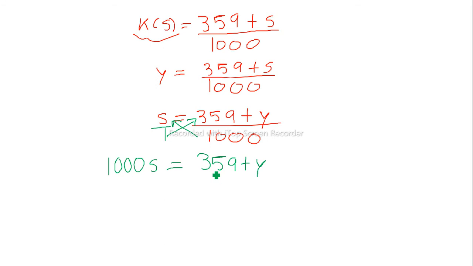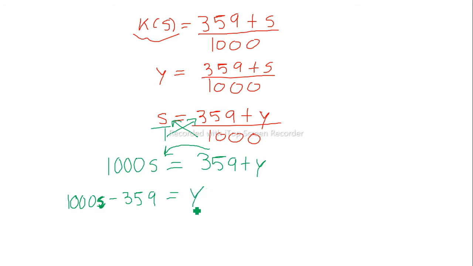And so what we do here, we are going to send the 359 over. So it's going to be 1,000 s minus 359. Oh, I feel like we're doing something wrong. Oh yeah, we're doing it right. Okay, good. It just looks weird. So it's still s equals y.